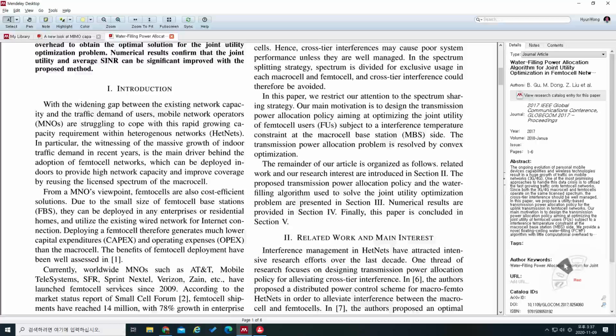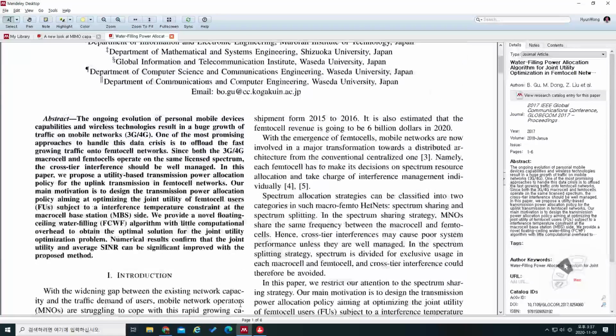Currently, worldwide MNOs such as AT&T, Mobile TeleSystems, SFR, Sprint Nextel, Verizon, and others have launched femtocell services since 2009. According to the market status report of the Small Cell Forum [2], femtocell shipments have reached 40 million, with 78% growth in the enterprise shipment from 2015 to 2016. It is also estimated that the femtocell revenue is going to reach $6 billion in 2020.